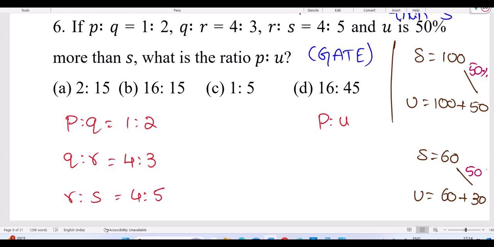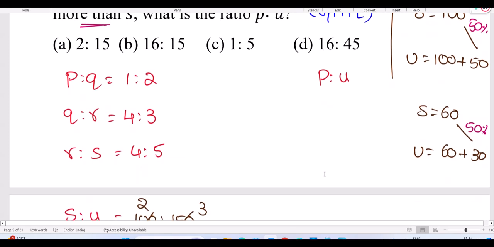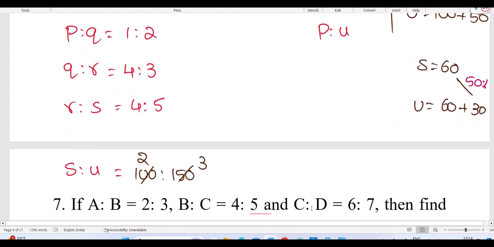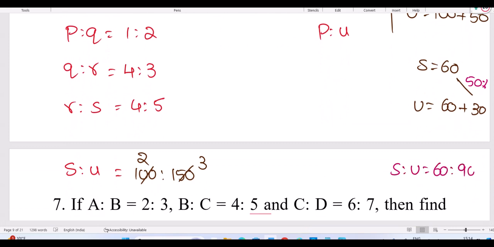So U is 50% of S is different. Kindly understand, here the question is U is 50% more than S. U is more than S. So if S is 100, U should be 150. Why that 50 extra? Understand. If S is 60, U will be 90, but still the ratio is not disturbed. 60, 90 is 2 times, 3 times. The ratio won't be disturbed. Now it's very, very simple for you.